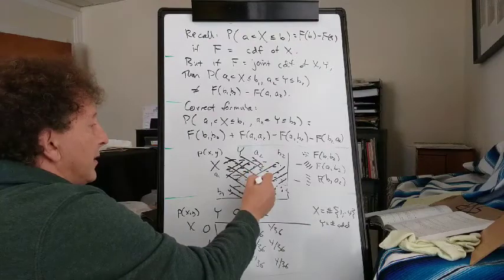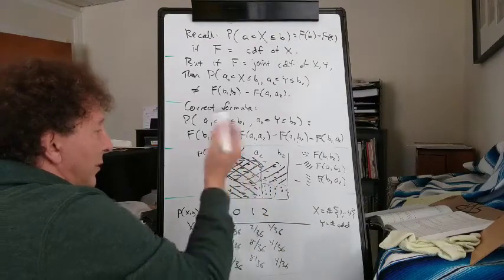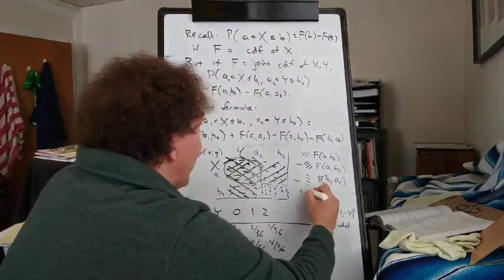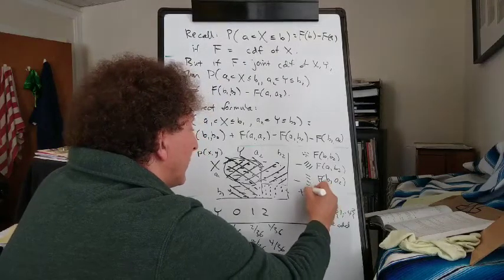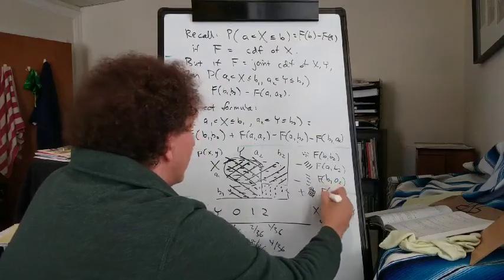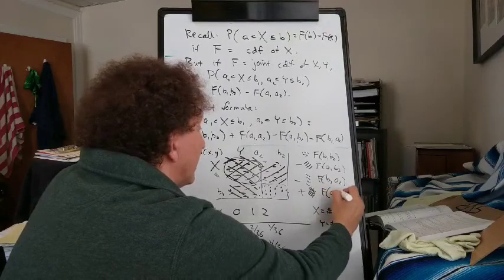And then since we subtracted this twice and we only wanted to subtract it once, we have to add that back in. And that's f of a1, a2.